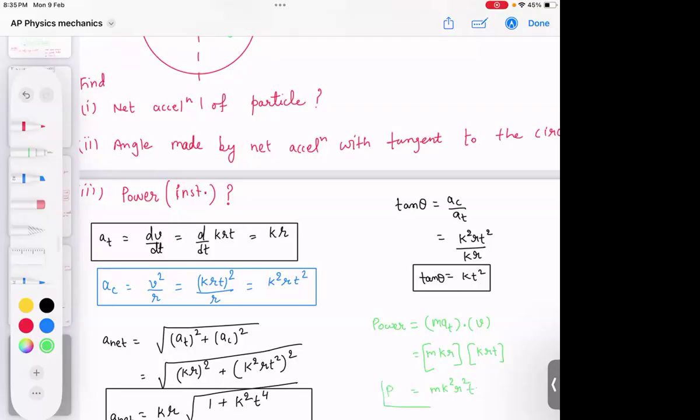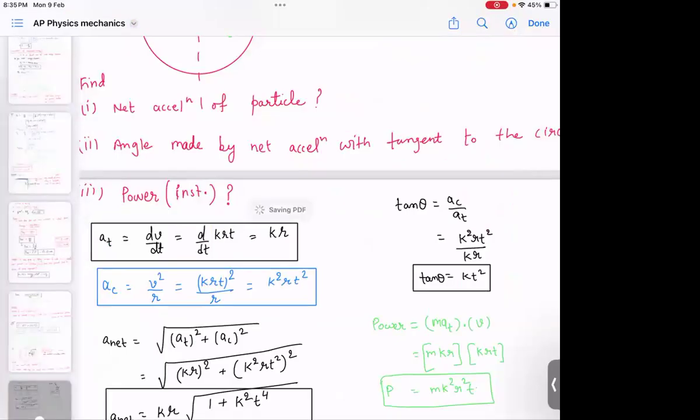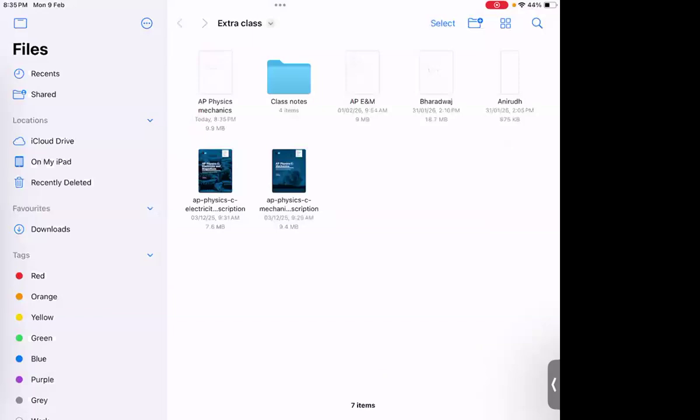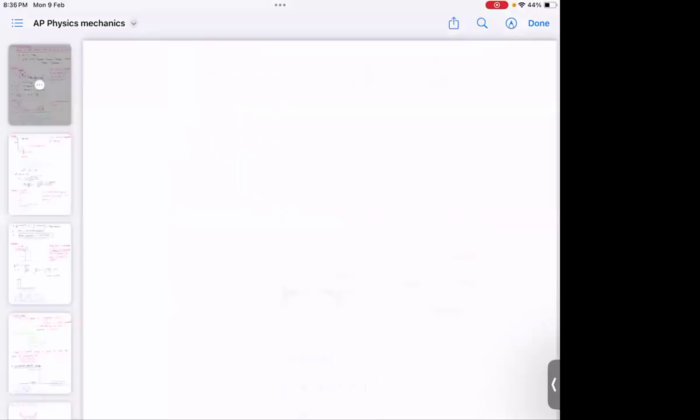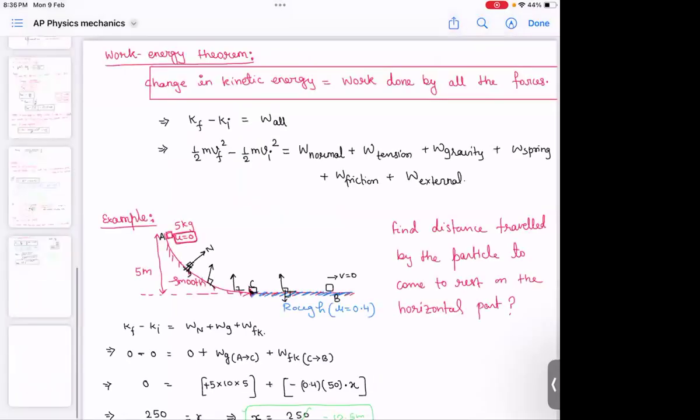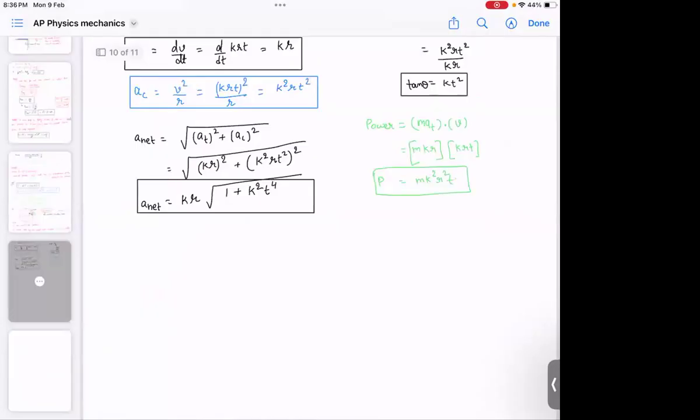So this is the power created by the force. When you calculate the power during the circular motion, only calculate the power of which force? The power of tangential force, not the centripetal force. The reason is that the centripetal force is going to be perpendicular to the velocity, and if a force becomes perpendicular to velocity, then that force's power will become zero. So the power will only come for the force which is along the velocity.